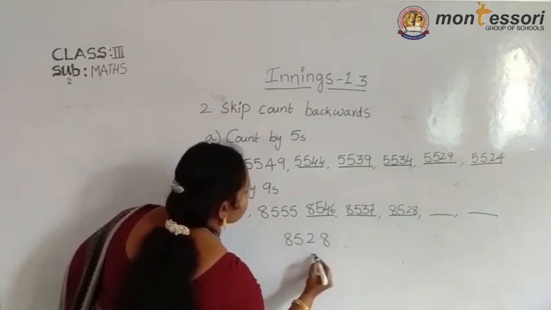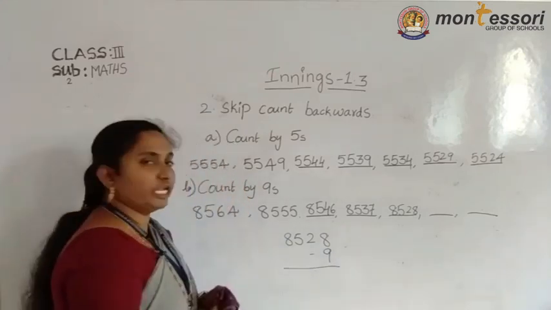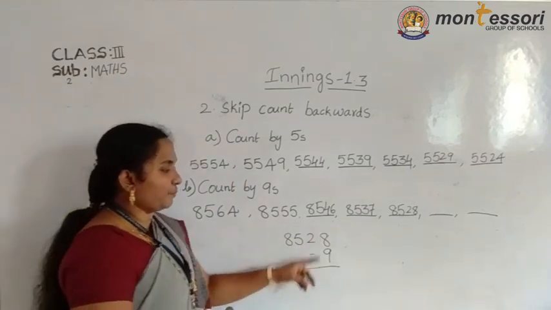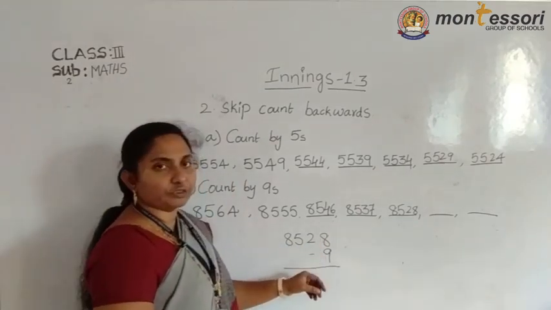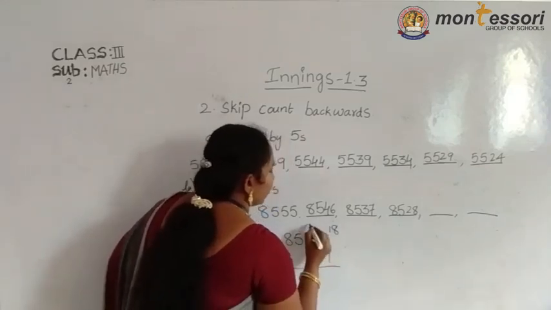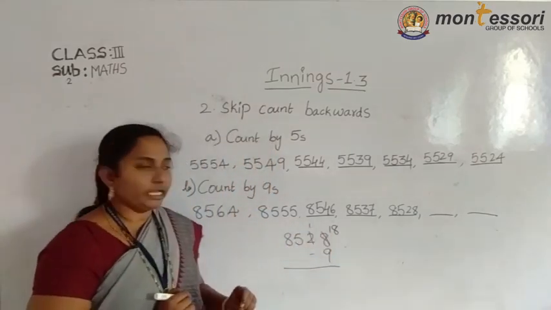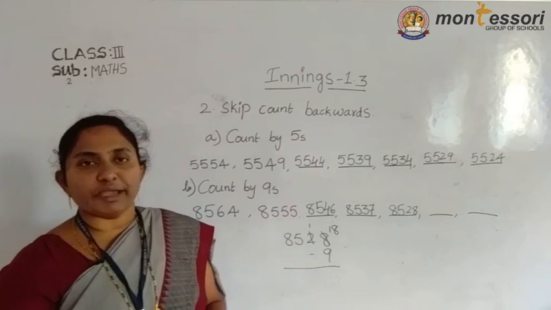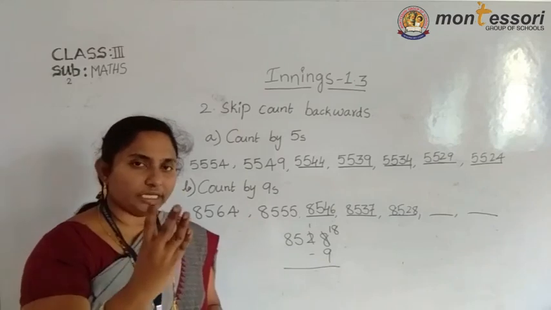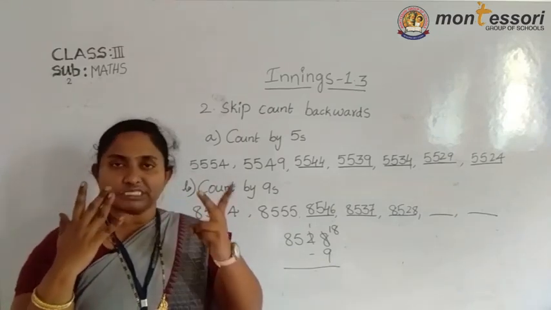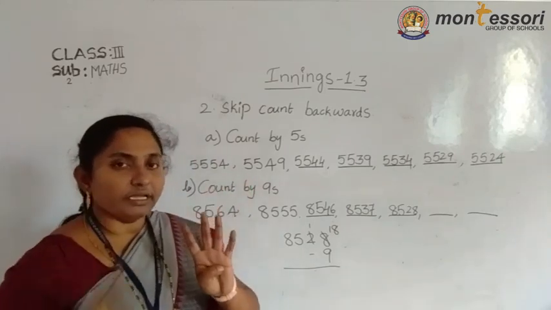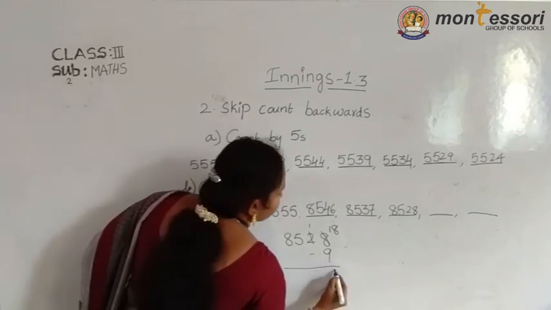8528 minus 9. Okay, now I am doing the subtraction. 8 minus 9, is it possible? No. What can we do? We take a borrow. 8 changes into 18 and 2 changes into 1. Okay, 18 minus 9. After 9: 10, 11, 12, 13, 14, 15, 16, 17, 18. Up to 18 we are counting. Total how many numbers are there? Yes, 9. I am writing here 9.